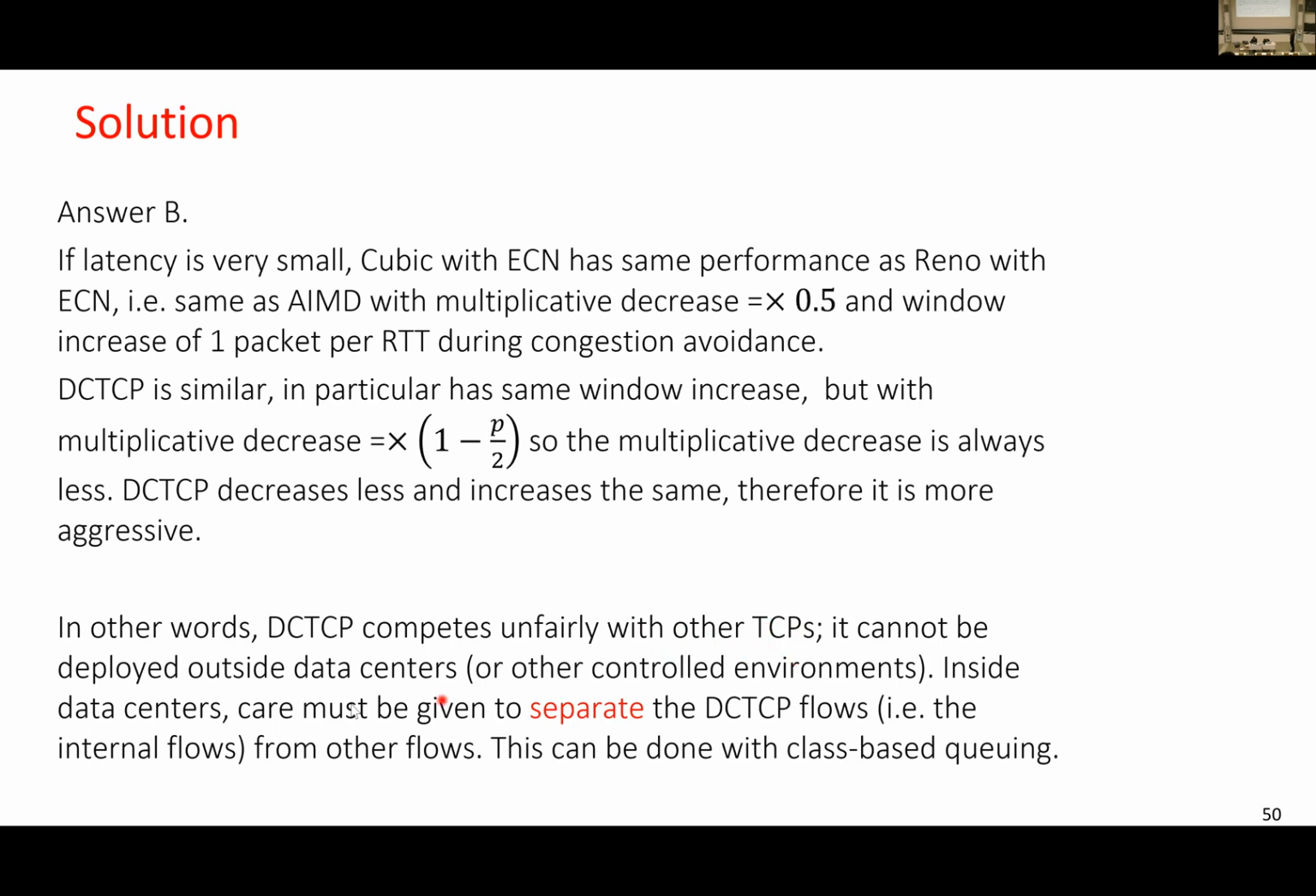So first, it cannot be deployed outside data centers. We cannot run it in the global internet, or you could, but then you would have much better performance, and somehow somebody will detect it and it will cause problems. Even inside the data center, you need to separate the DCTCP flows. This is typically done with class-based queuing that we will discuss in a second. So we will need to separate the flows by doing some kind of virtual networking using per-class queuing.